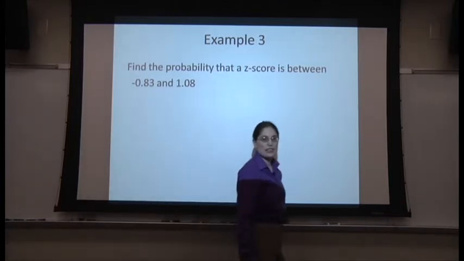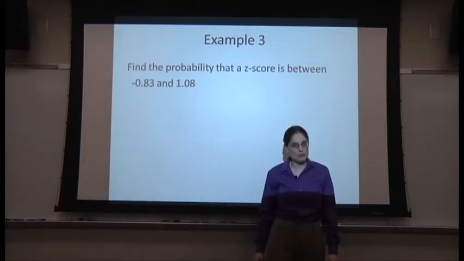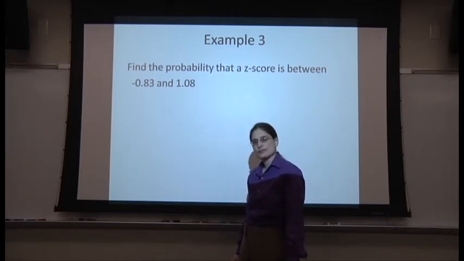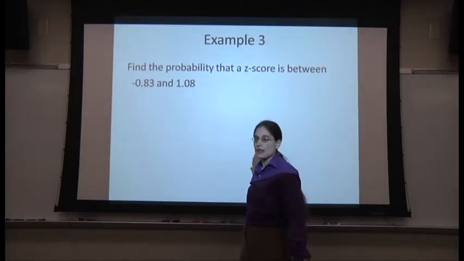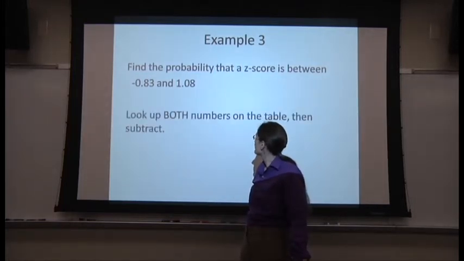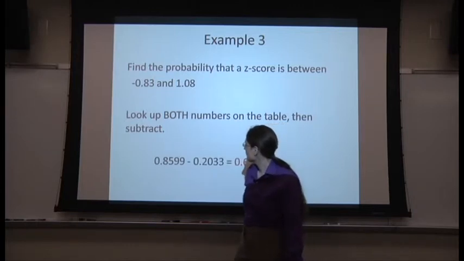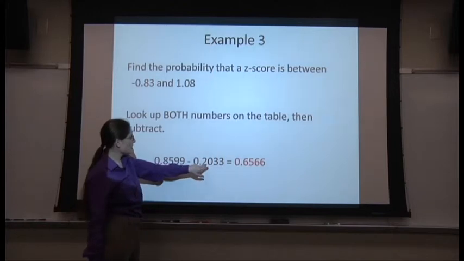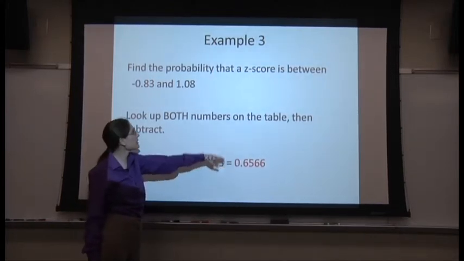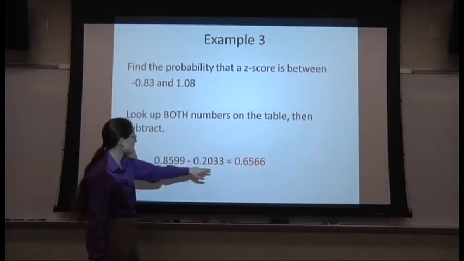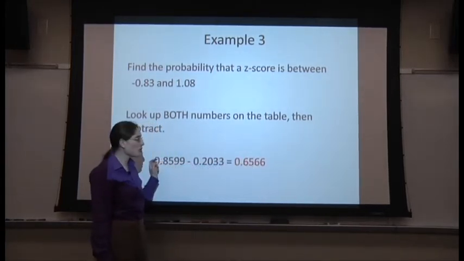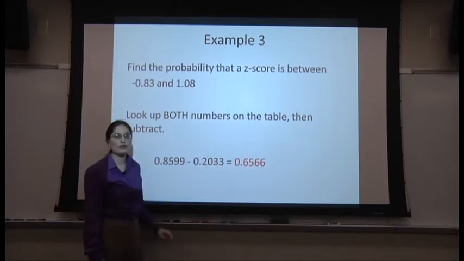How about the probability that a z-score is between two numbers? What do you think we should do here? We look up each one of them and subtract. Negative 0.83 gives us 0.2033. 1.08 gives us this. Your answer should always be positive. You can always do the smaller number from the bigger number.